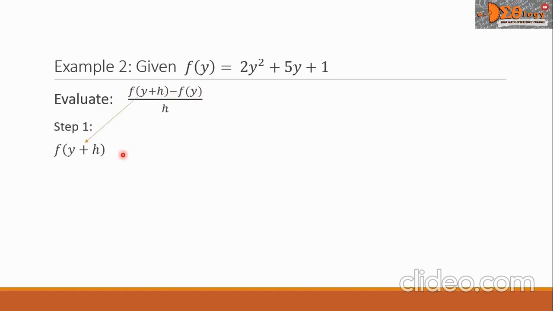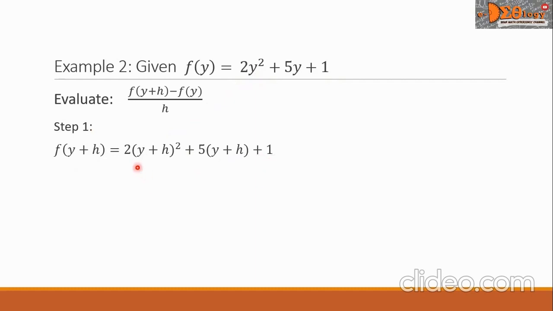Let's begin with step 1. Let us simplify this function f(y + h). It means to say, I'm going to copy the same function here, but every time there is y, I will change that value by y + h. So you see here, we have 2 times the quantity (y + h), and it is squared, plus 5 times the quantity (y + h), plus 1.